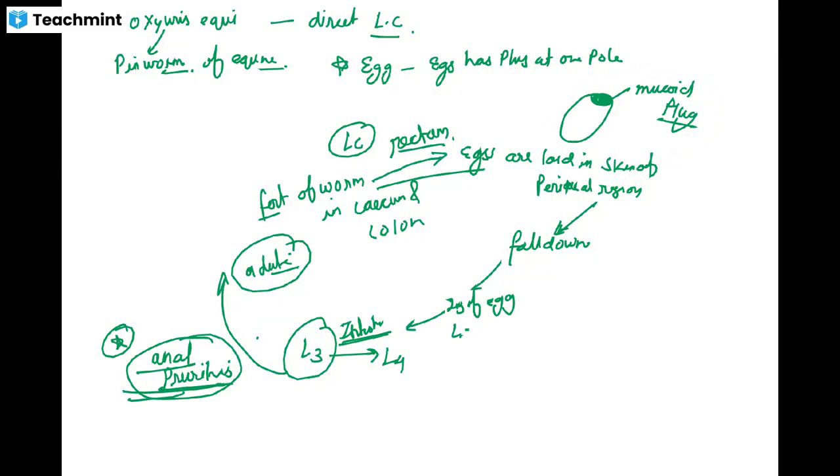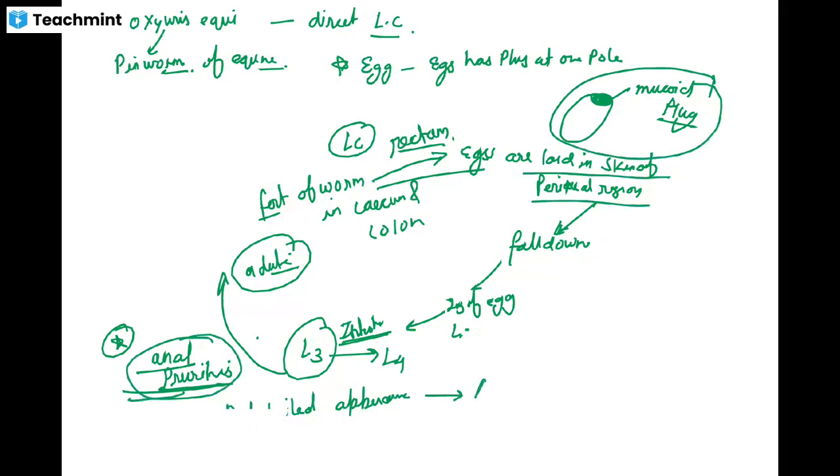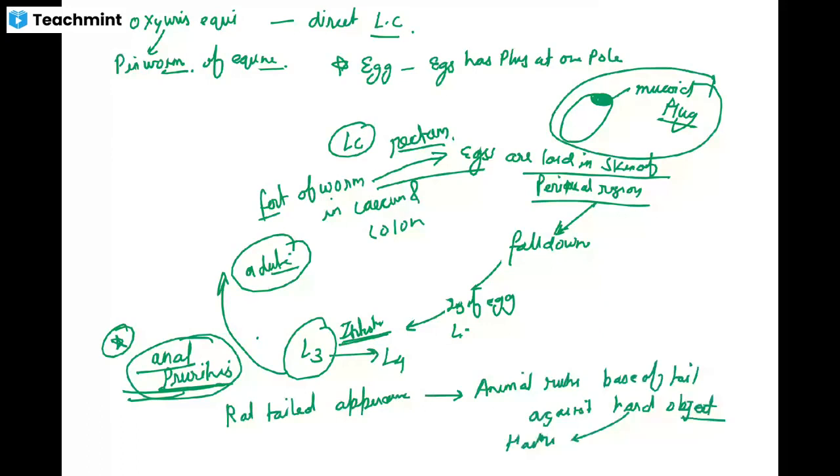There is a rat-tailed appearance because the animal rubs the base of the tail against a hard object. So due to rubbing, hairs will fall. So that's why the rat-tailed appearance, just like a rat's tail has no hair. So that's why rat tail appearance.